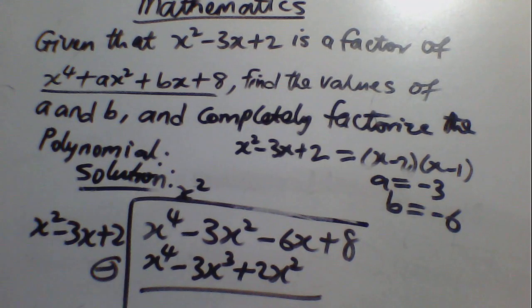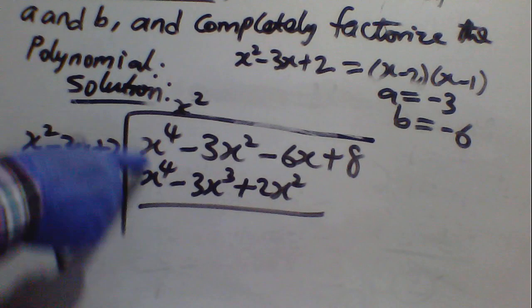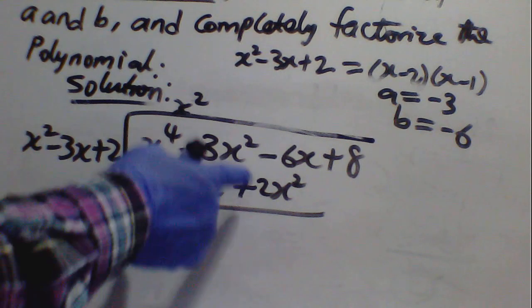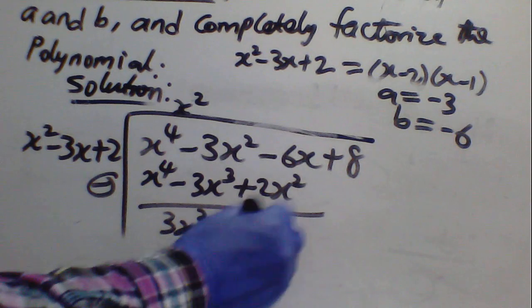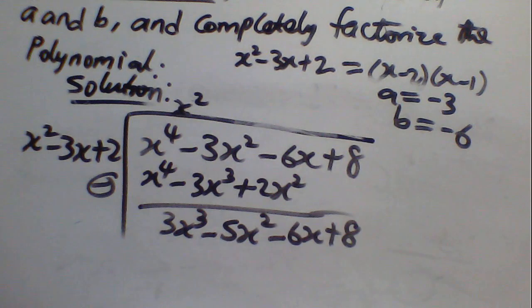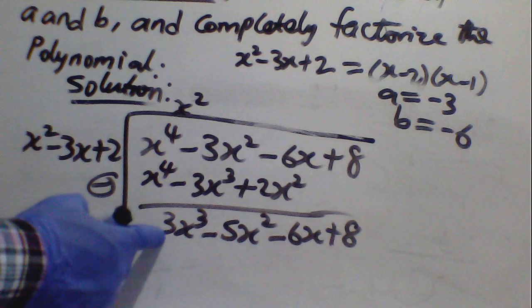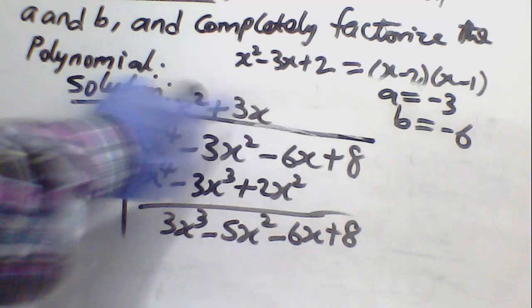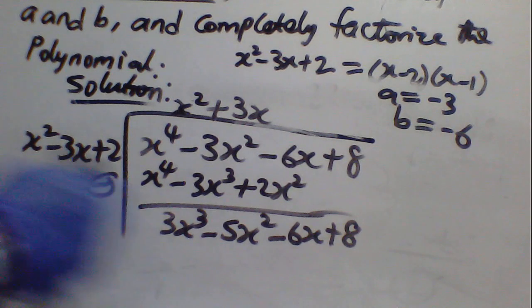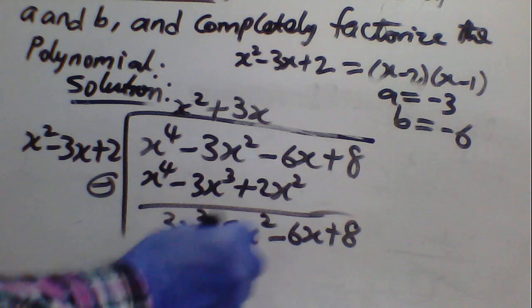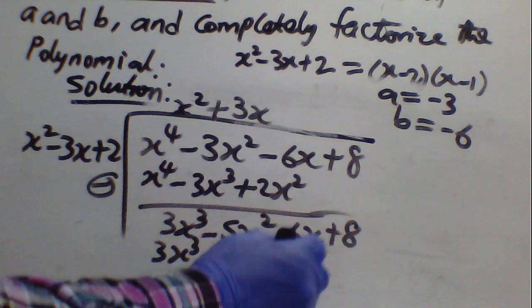You subtract the values. So subtracting this will clear out, this will become plus. So 3x cubed, minus minus, will give us minus 5x squared. We bring minus 6x, bring 8 down. So from here, 3x cubed divided by x squared will give us plus 3x. 3x times x squared will give us 3x cubed. 3x times minus 3x will give us minus 9x squared, plus 6x.